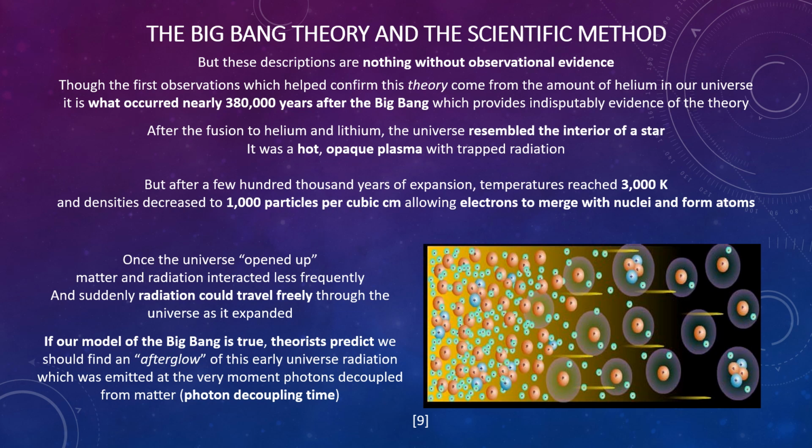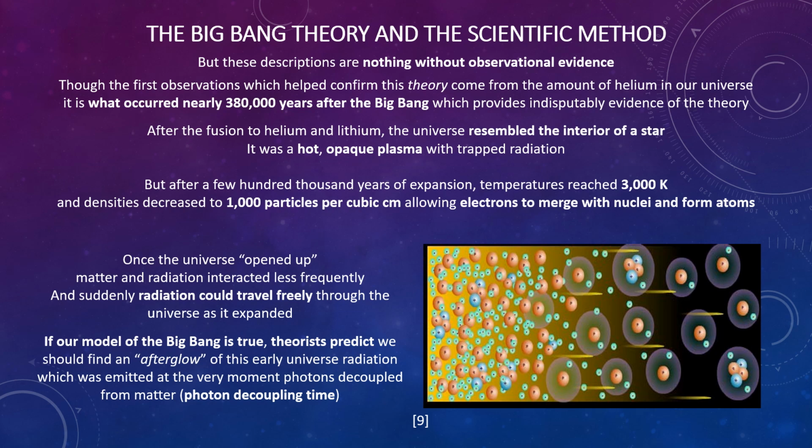But after a few 100,000 years of expansion, the temperature had cooled down to about 3,000 Kelvin, and the density of the universe had decreased to about 1,000 particles per cubic centimeter, which allowed electrons to merge with nuclei and form the first stable atoms. This meant that the universe opened up, in a sense, and radiation could now move freely through the universe without interacting with matter so quickly.